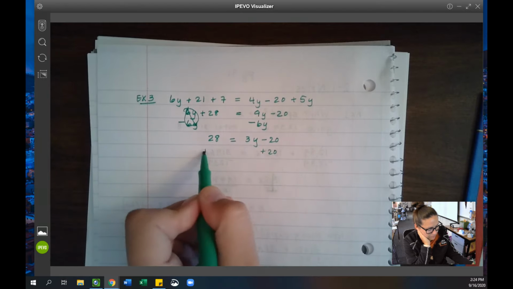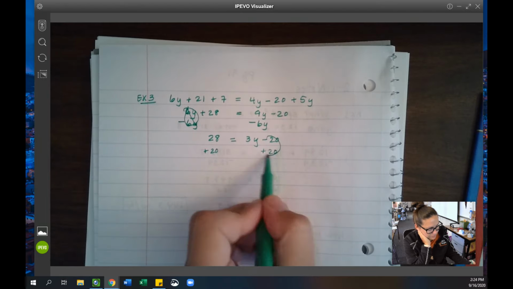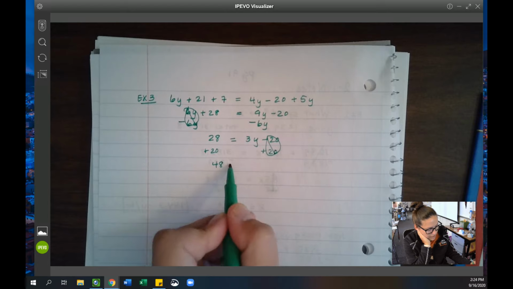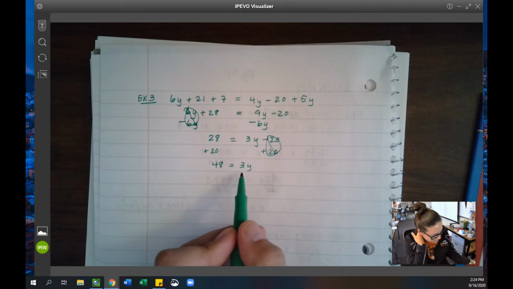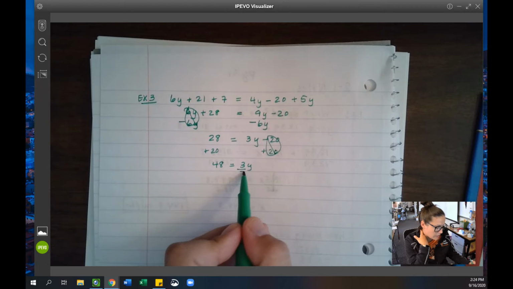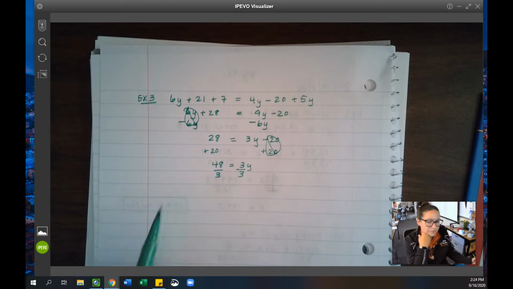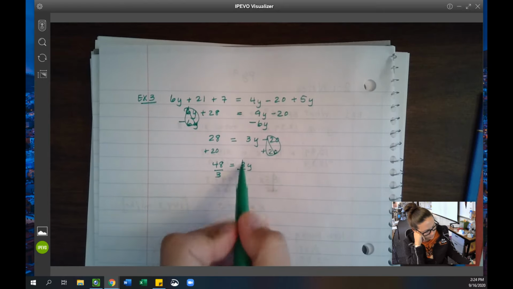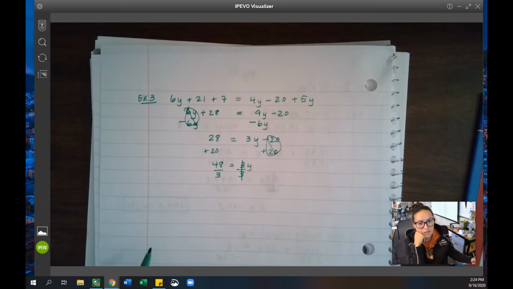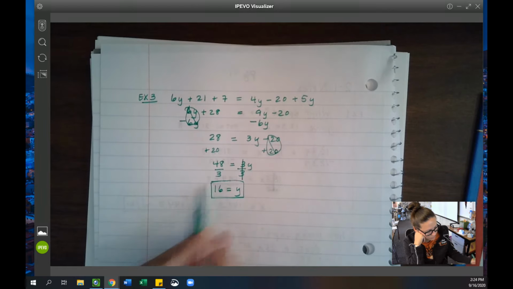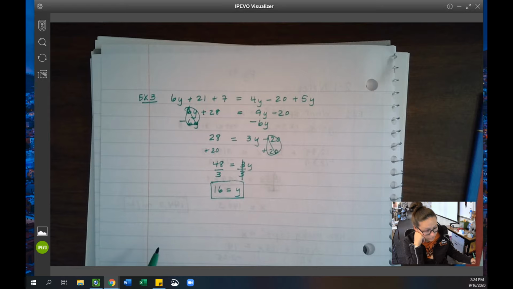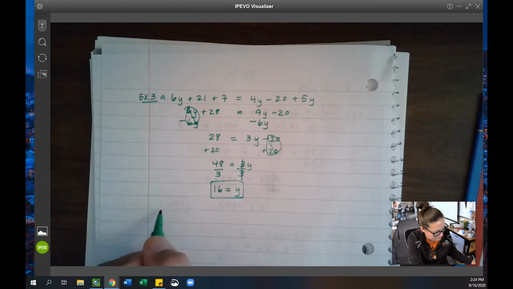Add 20, add 20. 48 equals 3y. Then we're going to divide by 3. 48 divided by 3 gives me 16 equals y. Okay, so that was part A. Part B.